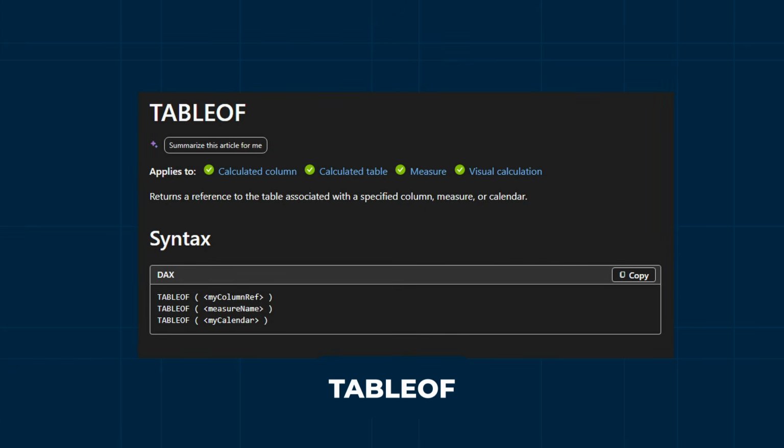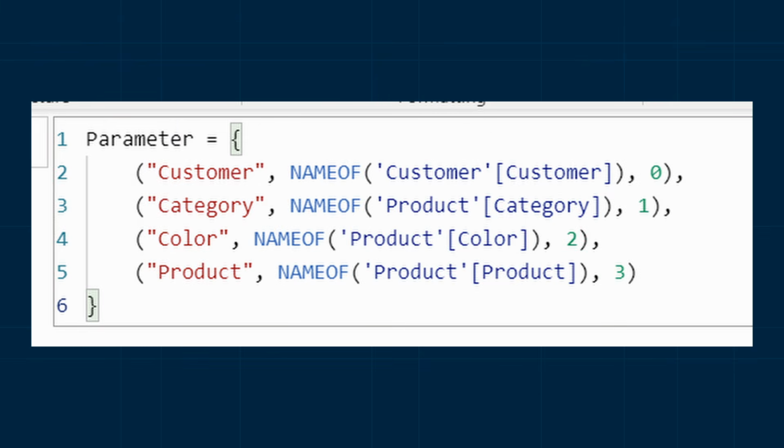Lastly, a new function has been added, TABLEOF. This is essentially a counterpart of the NAMEOF function, which if you don't know already, NAMEOF is really one of those functions that were never really explained, and it's just bundled up as part of the fields parameter feature. The NAMEOF function basically returns name of objects like tables, columns, and measures.